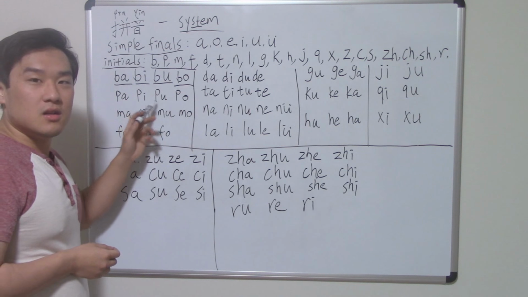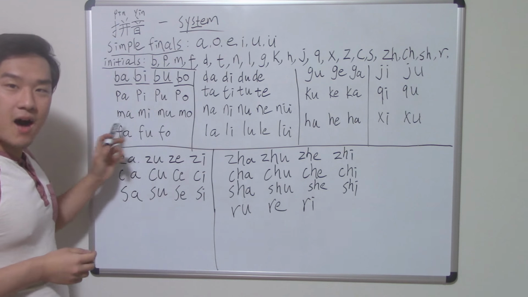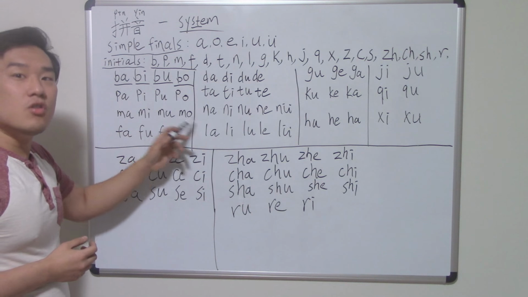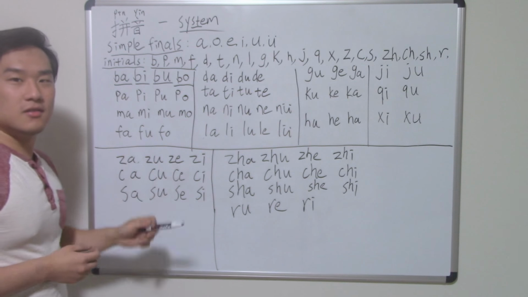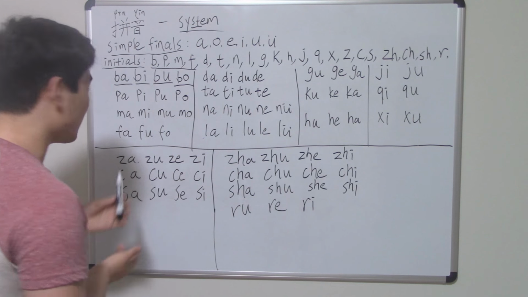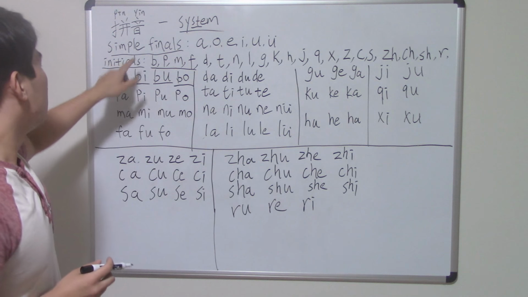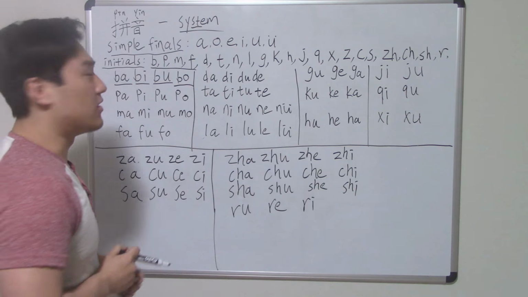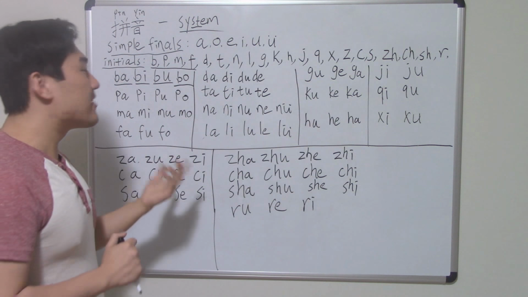Pa, pi, pu, right? Po, very easy, right? Ma, mi, mu, mo, fa, right? Fu, fo. Like it's actually pretty easy. Like it's not really that hard. Like these are very simple. Like just one initial with one single final should be very easy to understand. You should have no problem pronouncing those.